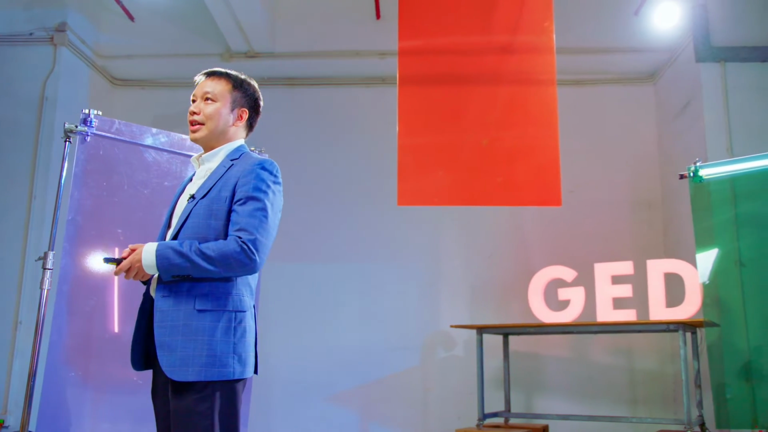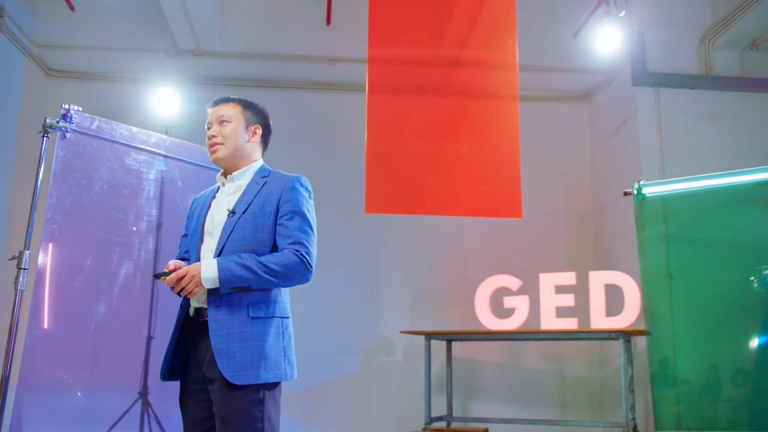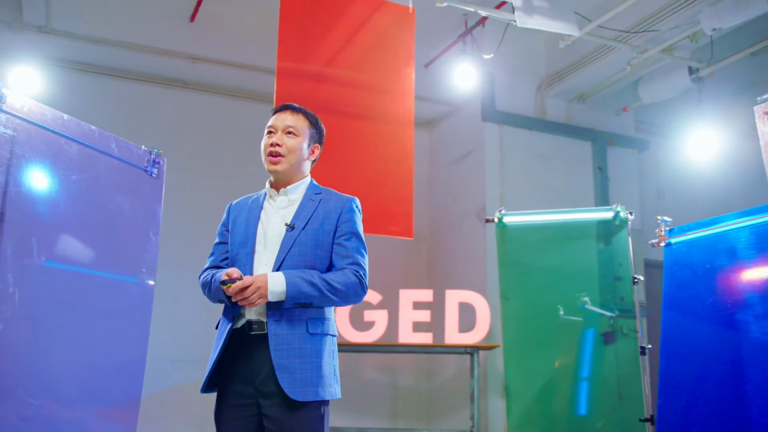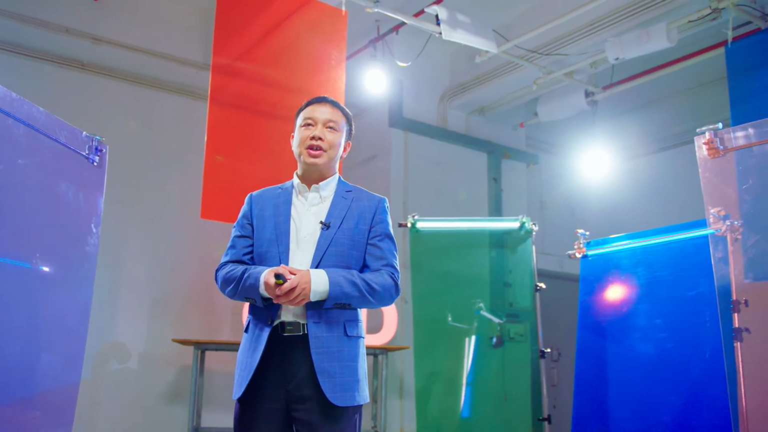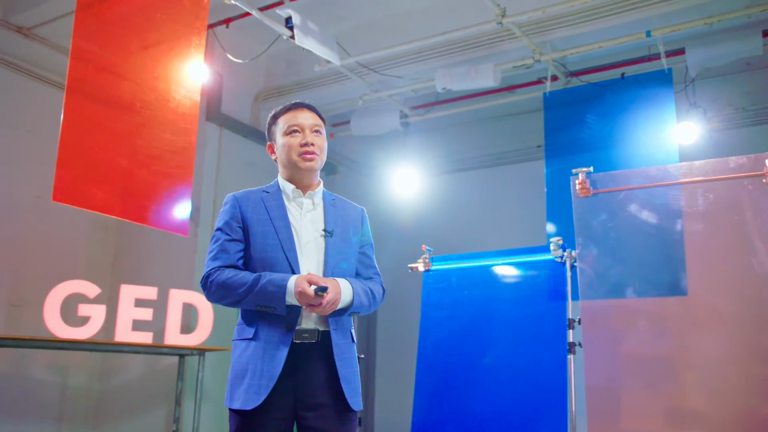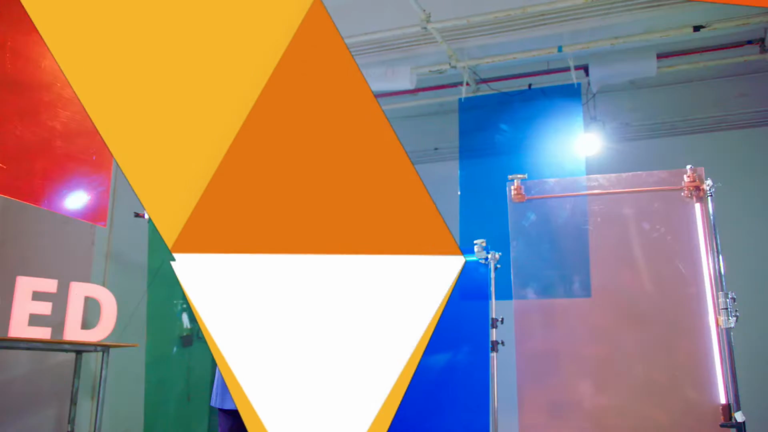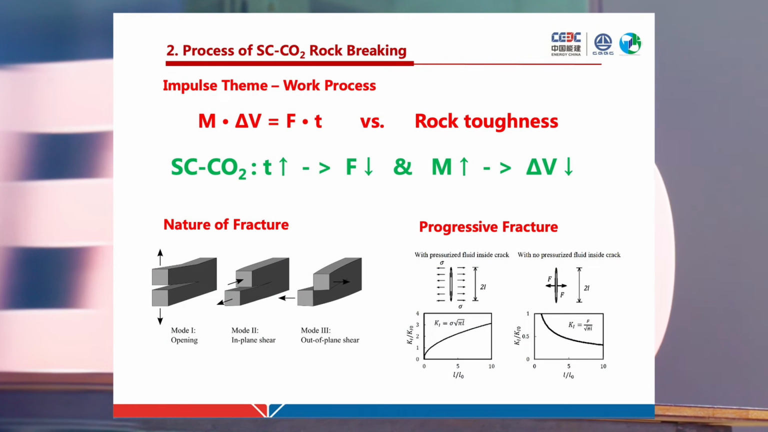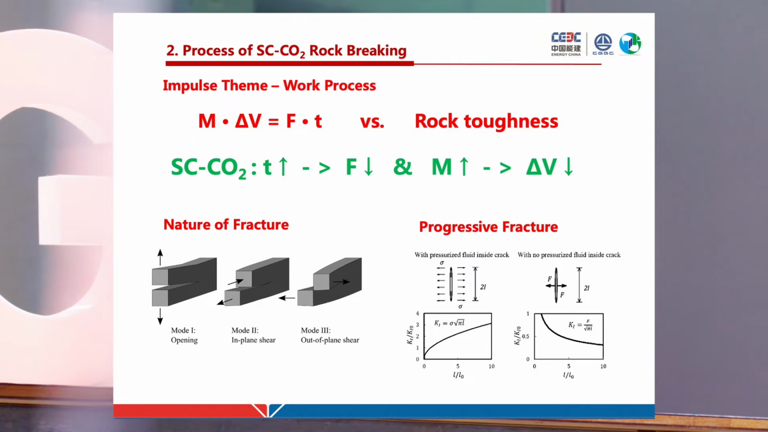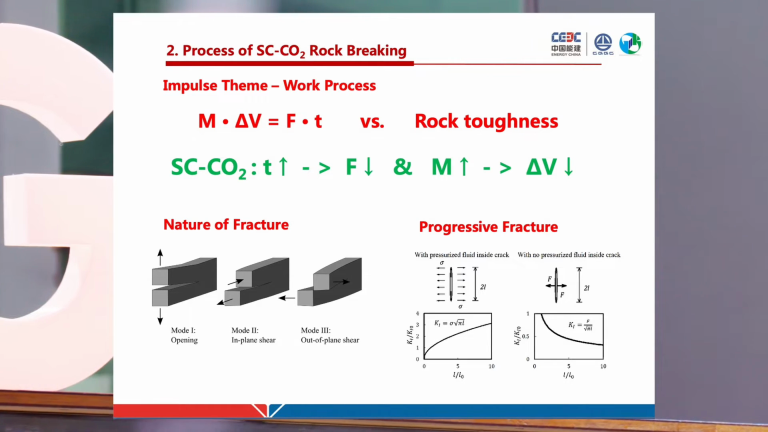Now let's look at the fracturing process. The basic physics of the fracturing process is the impulse theory. When we want to fracture something, we need to exert an impulse onto that thing. And when we use SiCO2, you can see that the density is higher than the gas form of blasting air, so we can use a smaller change of velocity to give the same impulse.